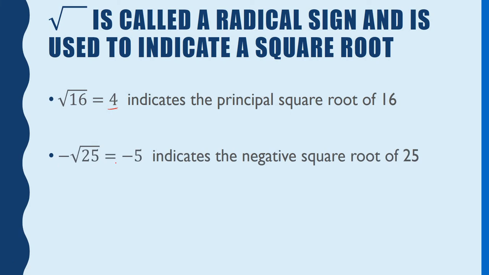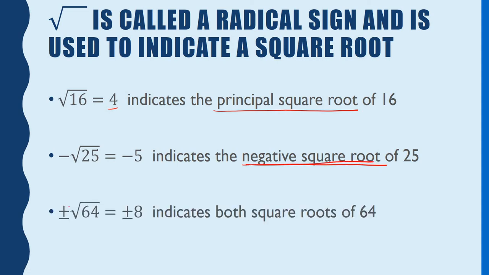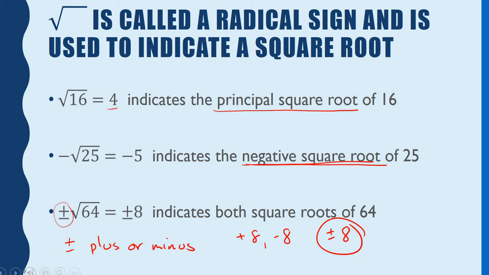The negative square root of 25 is negative 5, and this is called the negative square root. So we have the principal square root, which is positive, the negative square root, which is negative, and then if we have this symbol, which is read plus or minus, it indicates that we want both of the square roots of 64, so we're going to say plus or minus 8. It's just a short way of writing both of them. Instead of writing both answers down side by side, it's kind of a little shortcut. Okay, so the radical symbol and the symbol for plus or minus.